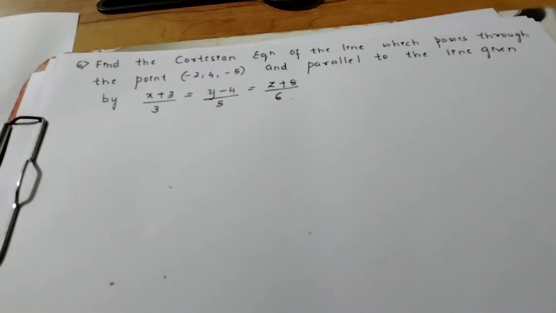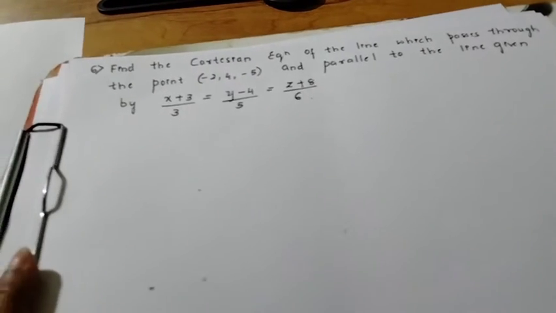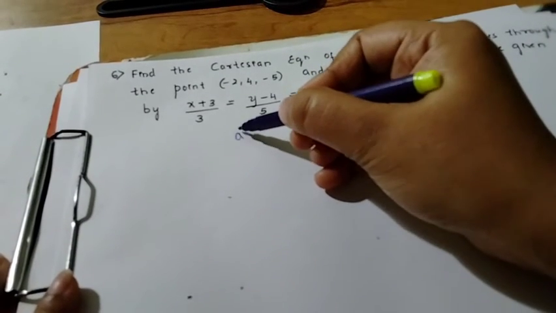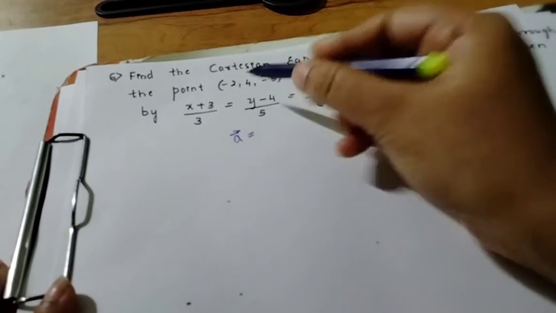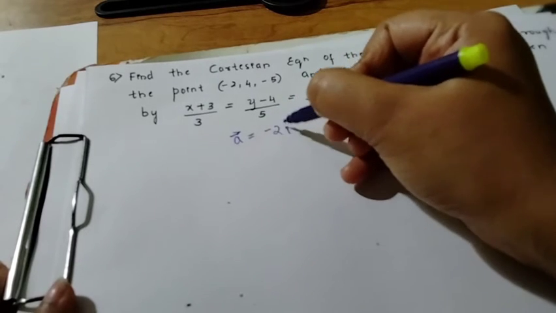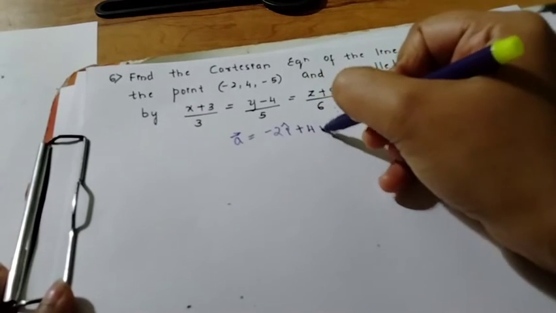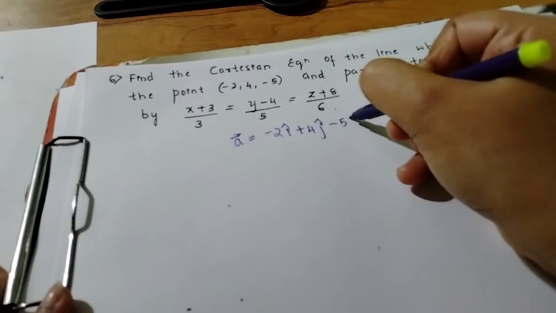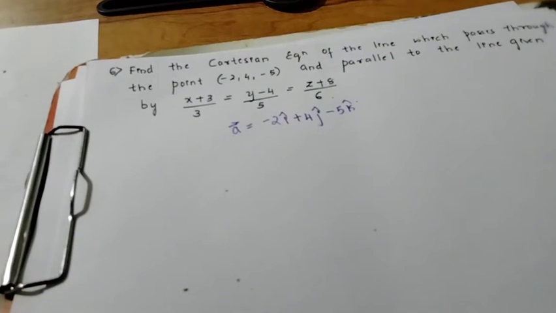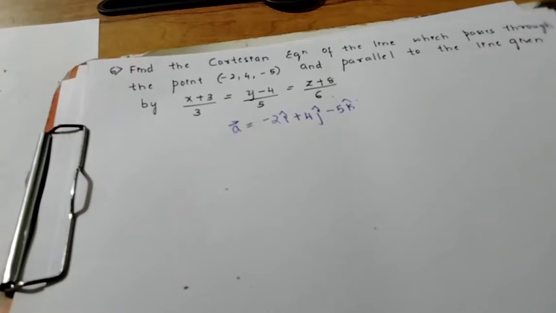So find the Cartesian equation of a line which passes through the point -2, 4, -5, and is parallel to the given line. So I take this as a vector. Considering it as a vector, you can write it as -2i plus 4j minus 5k.